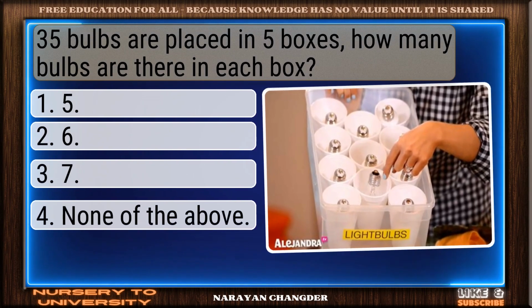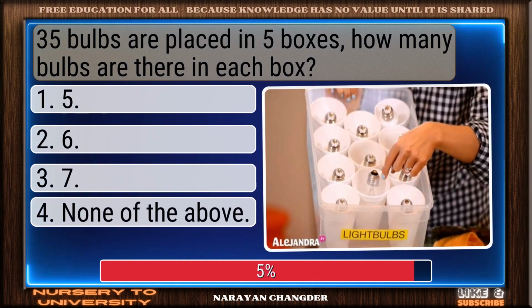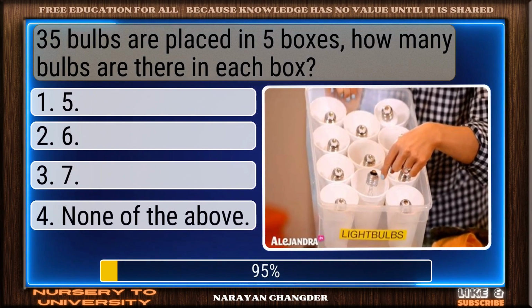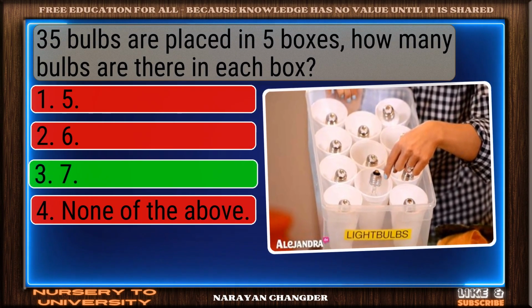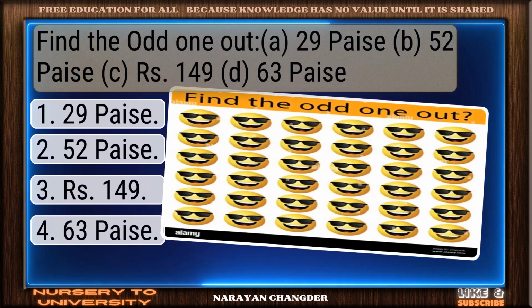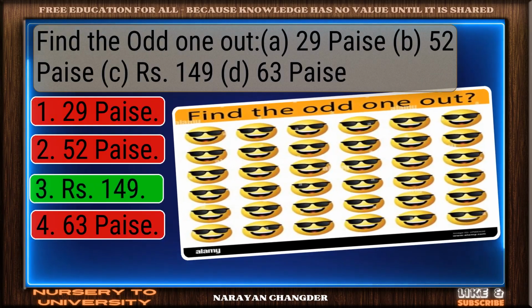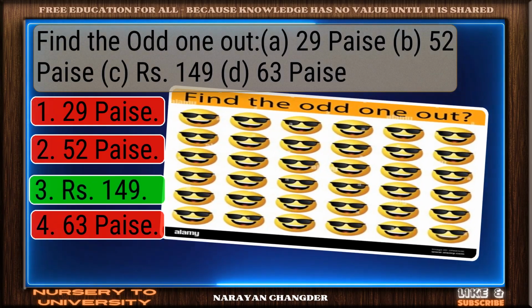35 bulbs are placed in 5 boxes. How many bulbs are there in each box? Bravo. Seven is the answer. Find the odd one out. 52 Paise, Rs 149, 63 Paise. You're right. Rs 149 is the correct answer.